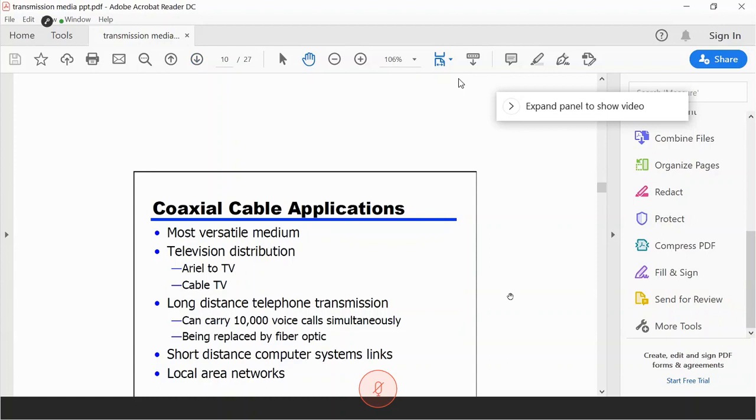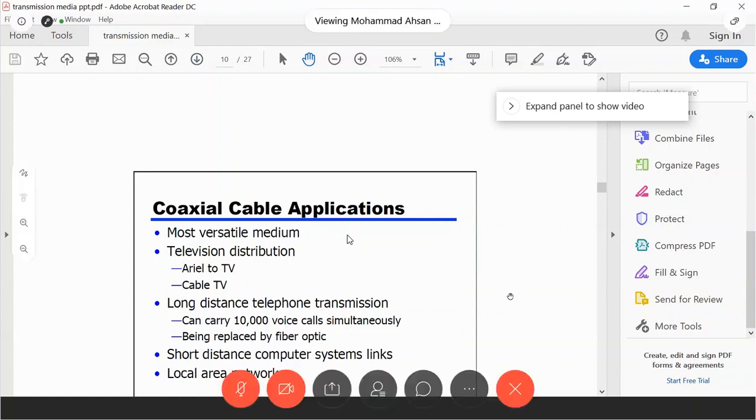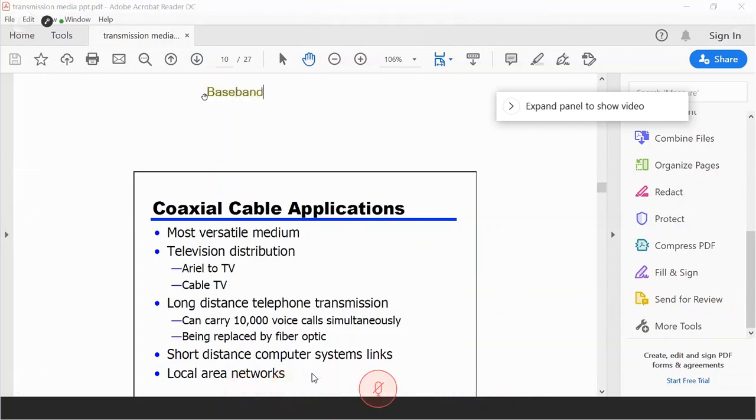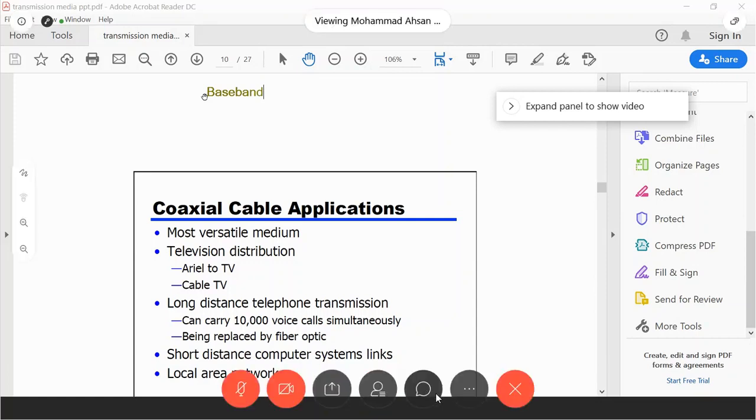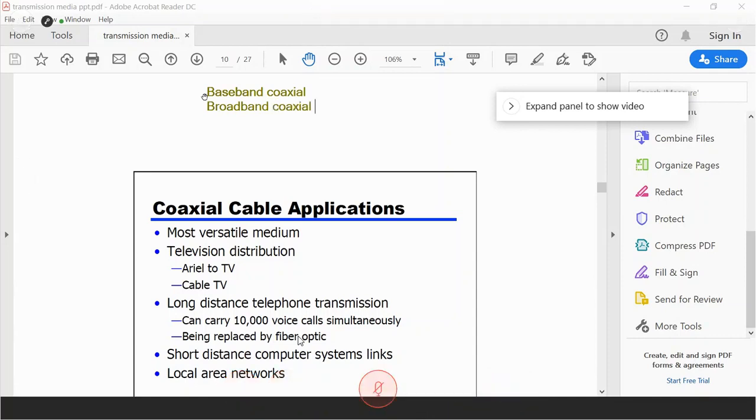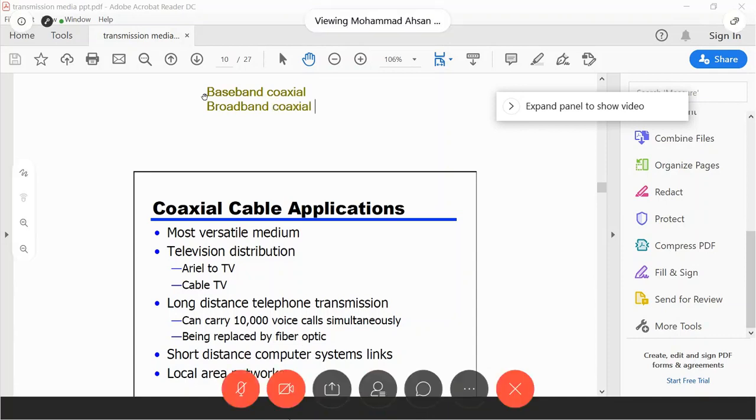So we had baseband coaxial cable, we had broadband coaxial cable. Both of them are known as coax in short, for coaxial cable. It has a better shielding than the twisted pair.